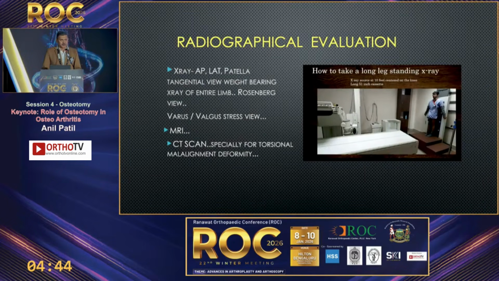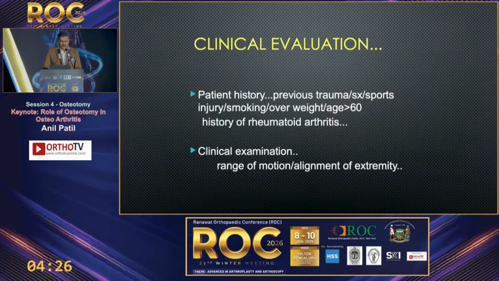Of course, the MRI also helps in knowing whether there is any associated ligament instability, which helps you plan whether ligament reconstruction can be done, or whether you need to forgo the osteotomy. The CT scan basically helps with torsional malalignment. So clinical evaluation is most important for the success of this procedure.